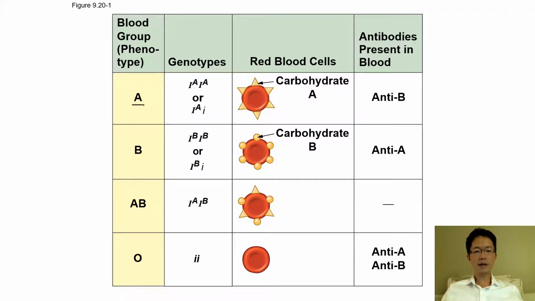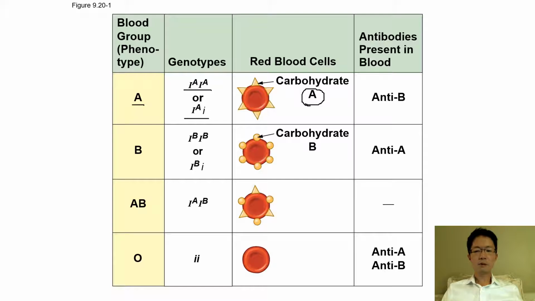Blood type A can have a genotype that is what we call homozygous dominant, IA, or heterozygous dominant, IA and small i. In either case, it will give you the blood type A, because on the red blood cell surface you have the glycoprotein A expressed.